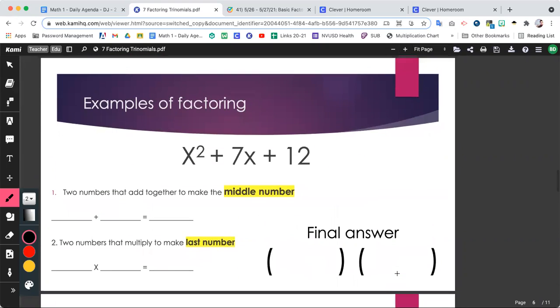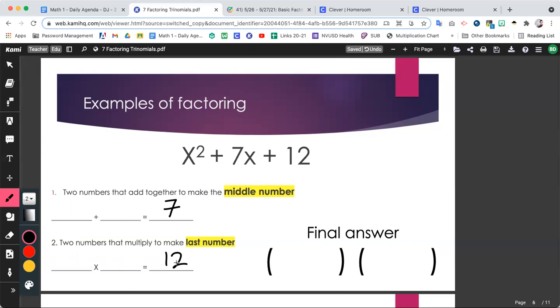Okay. So to factor, you essentially are answering these 2 questions for every problem. Now we're going to look at a lot of different iterations of where the signs can be. But for the first one, it's super simple. We have x squared plus 7x plus 12. That means we need 2 numbers that add together to make 7, because that's the middle number. And we need 2 numbers that multiply to make the last number, which is 12.